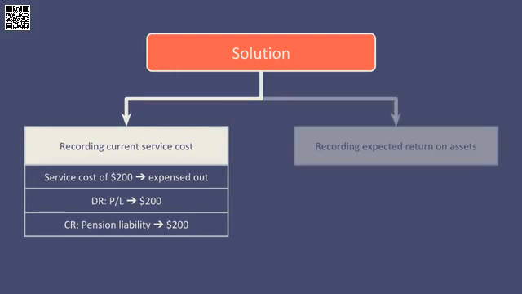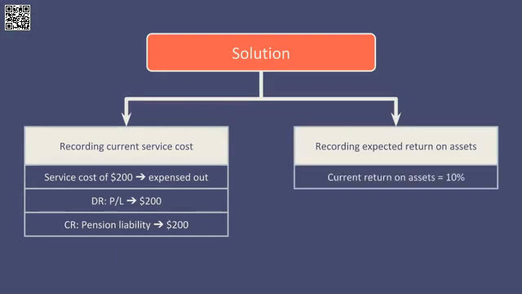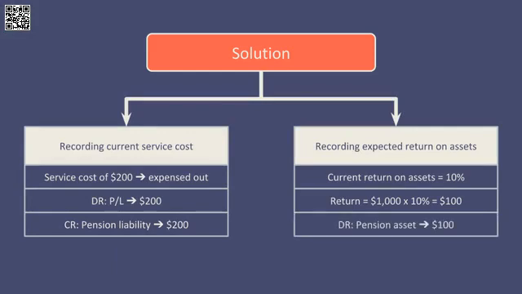Next we have the current return on assets of 10%. Remember what I said earlier. This rate of return is based on AA rated bonds. This is the return on the plan's assets, which are $1,000. This is the pension asset brought forward at 10%, which is $100. Therefore, we debit the pension asset $100, credit the interest $100.